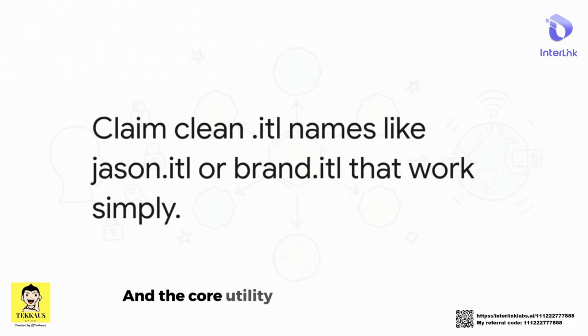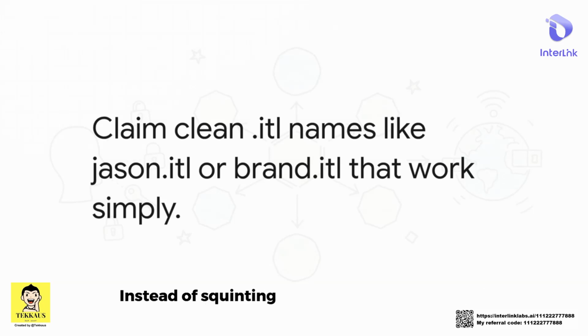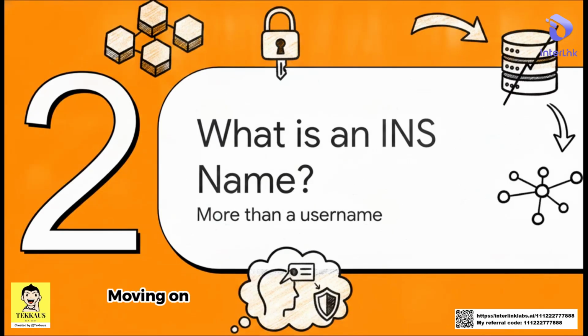And the core utility here is honestly brilliant. It's about replacing those long, random strings with simple, memorable names that you can actually trust. Instead of squinting at some chaotic address, you're just looking for something as straightforward as jason.itl, dao.itl, or brand.itl. The goal is creating a unified identifier that works seamlessly across the entire ecosystem, effectively eliminating that whole, wait, can you send that address again, anxiety? Moving on to Section 2.